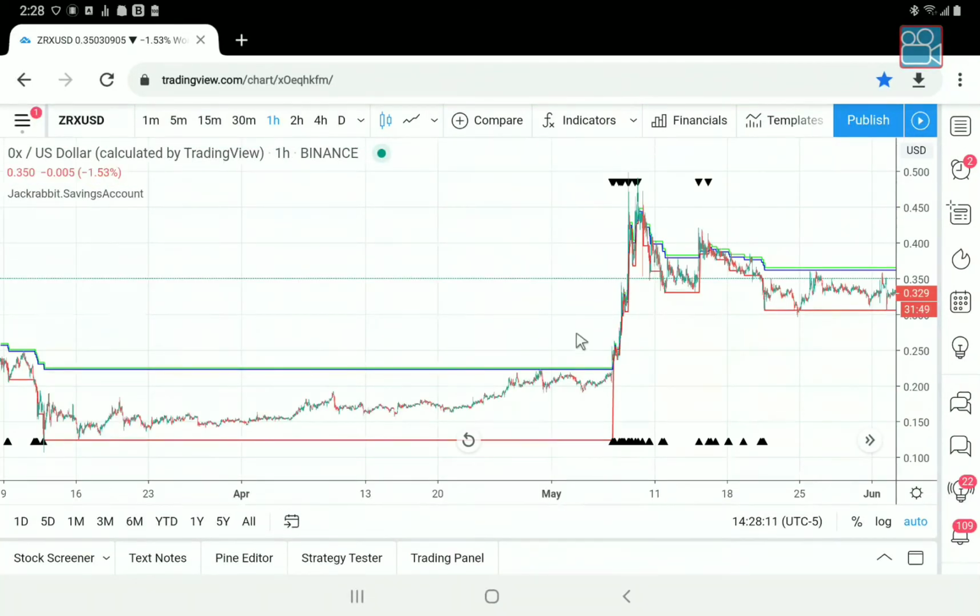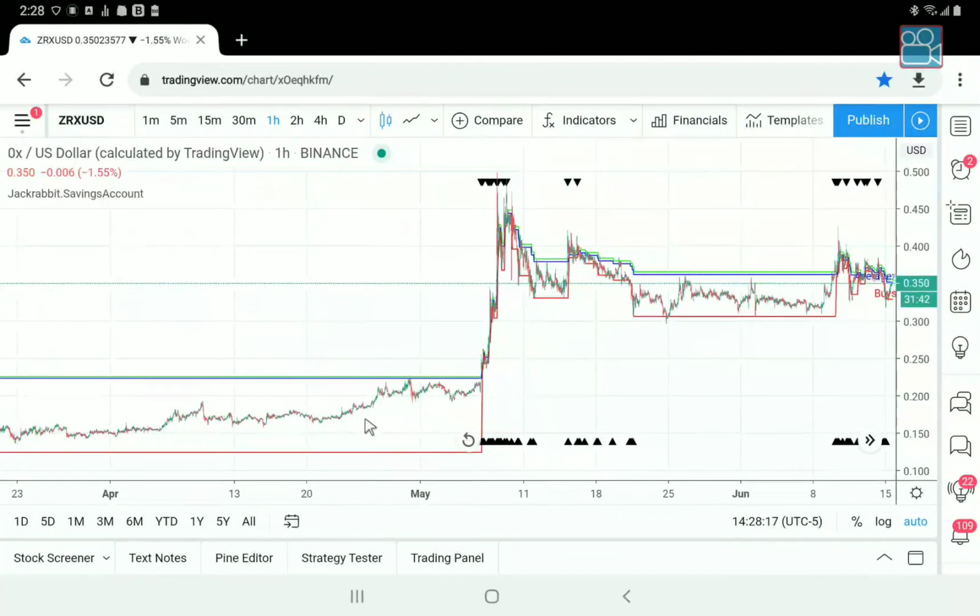Okay, 0x. Same story, typical run from Black Thursday, some redeeming qualities, a second sideways run. I'm not too keen on this coin personally. It does well, but I just don't like having multiple long-term runs.